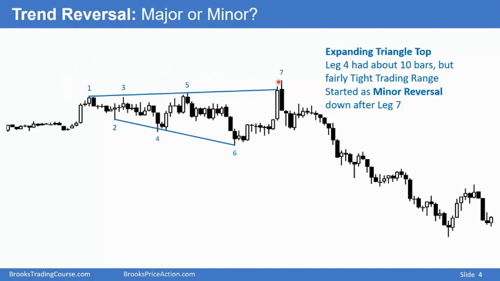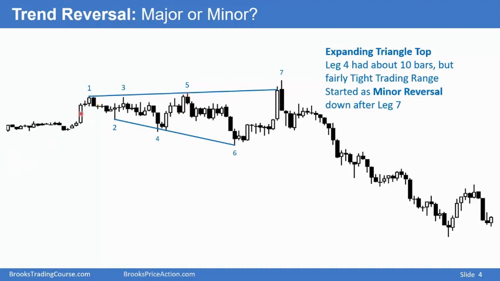This is probably big enough. We have a pretty strong bull breakout and a very strong reversal. This has a better chance of being a major reversal. Leg 4 only had about 10 bars, mostly in a tight trading range. The bars are small. Therefore, this is probably a minor reversal.